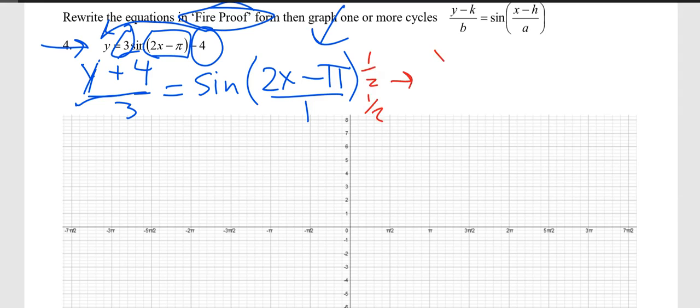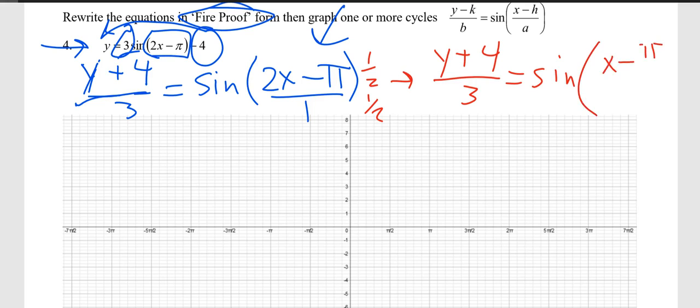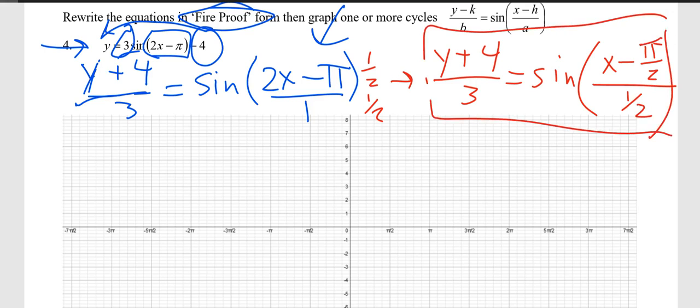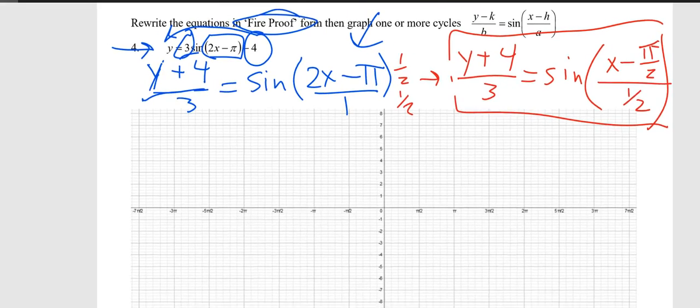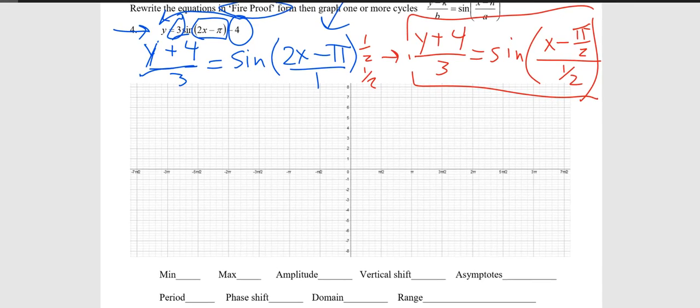So this whole thing turns into y plus 4 all over 3 equals the sine of x minus pi over 2 divided by 1/2. If you wrote this as your fireproof form, you are correct, okay? But you can easily pick out the rest of the information that you need. In fact, why don't you graph it? You have all of the information.